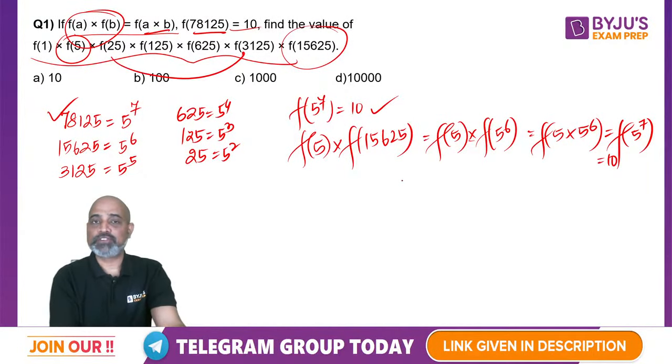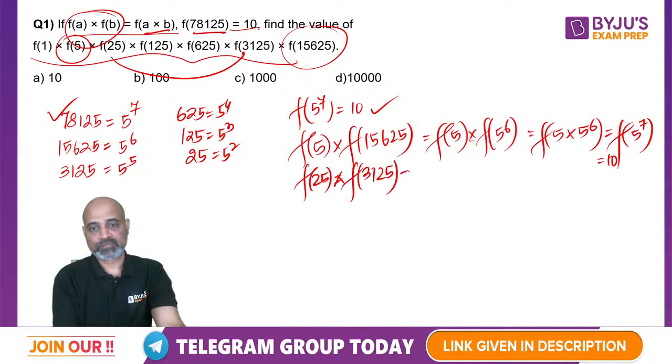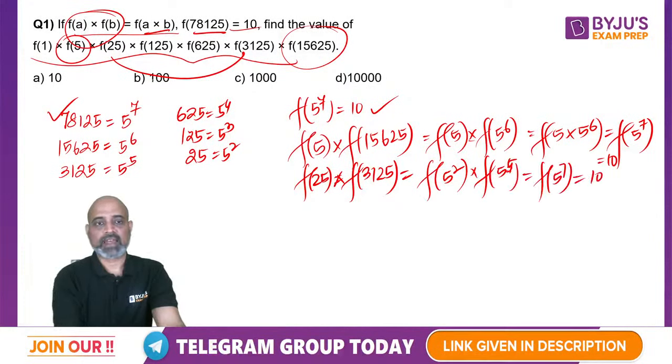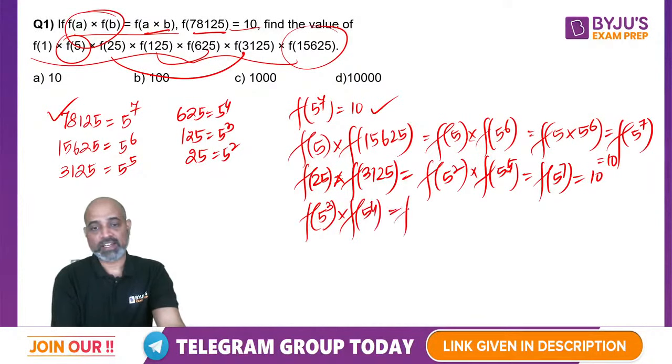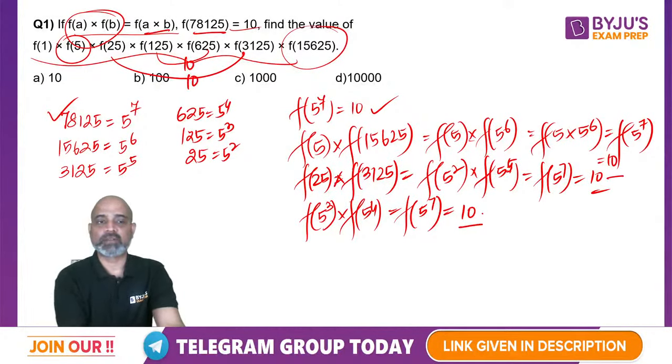Similarly, f of 25 into f of 3125, that will be another 10. And similarly, f of 125 into f of 625, that will be another 10, because that will end in f of 5 to the power 7. So that is going to be 10. So we have three pairs of 10s getting multiplied, right? They are all getting multiplied. 10 into 10 into 10 is 1000.